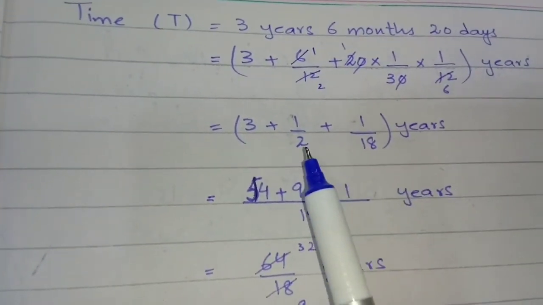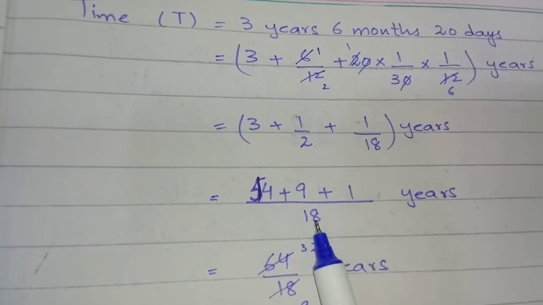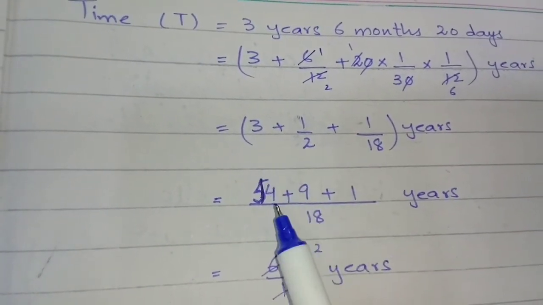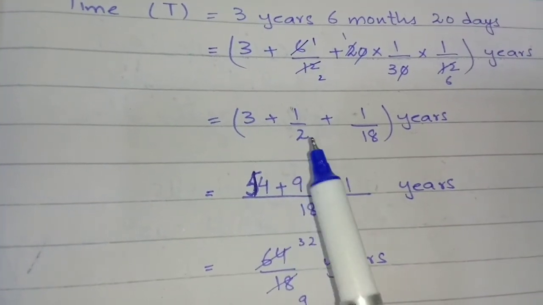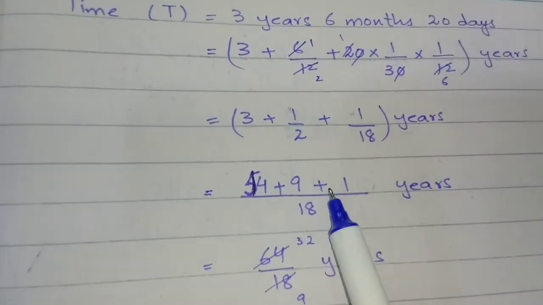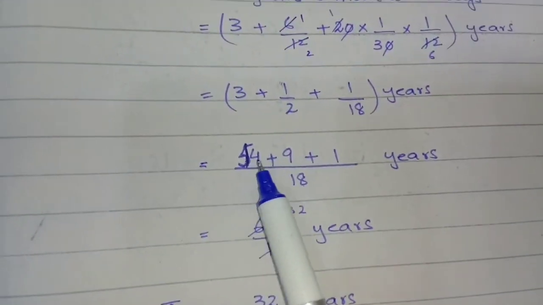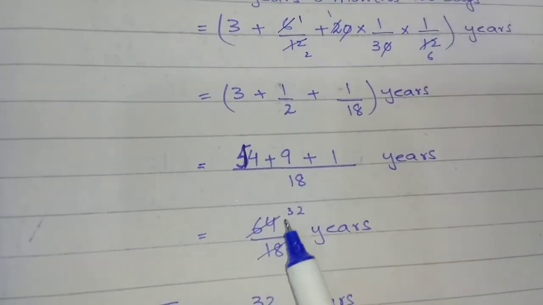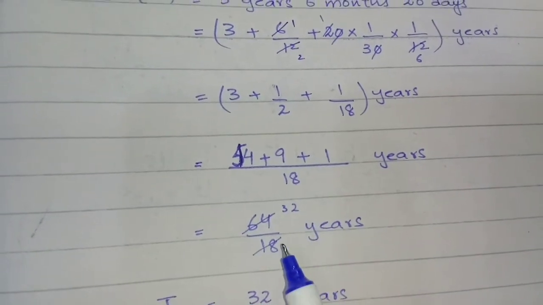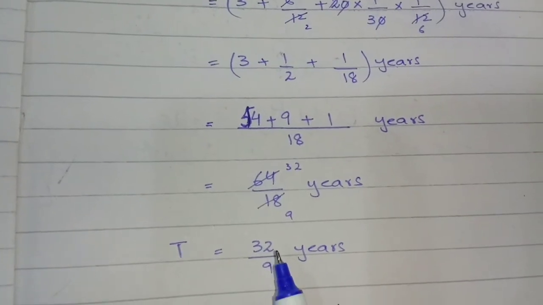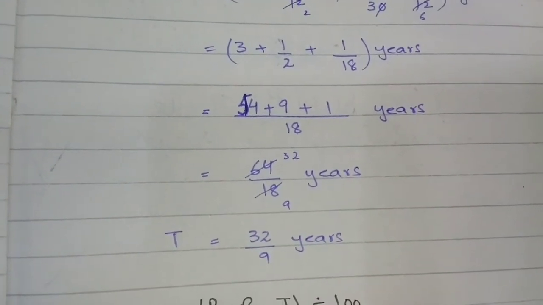Now we have to take the LCM of 2 and 18 and we get 18. Here is 1 and 1 18s are 18, so 18 multiplied by 3 that is equals to 54 plus 2 9s are 18, so 9 1s are 9 plus 18 1s are 18, 1 1s are 1 years. 54 plus 9 plus 1 we get 64/18 years and on the table of 2, 2 3s are 6, 2 2s are 4, 2 9s are 18, we get time is equal to 32/9 years.